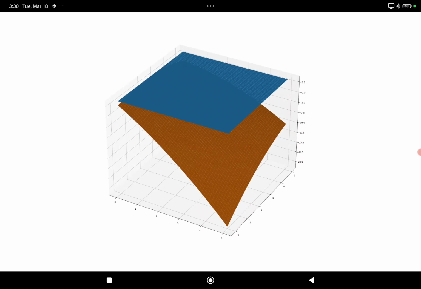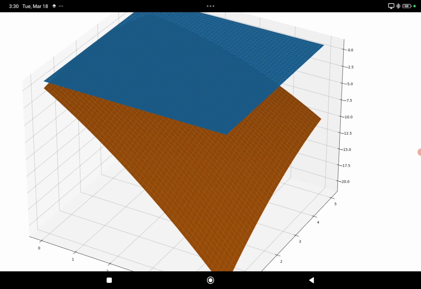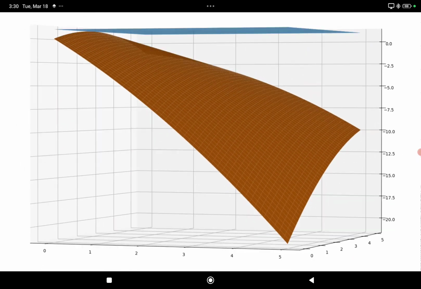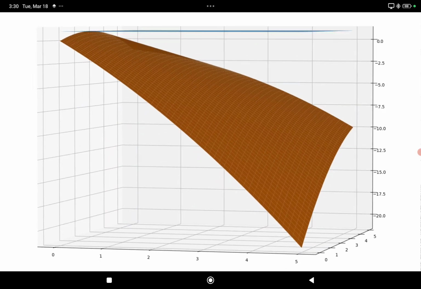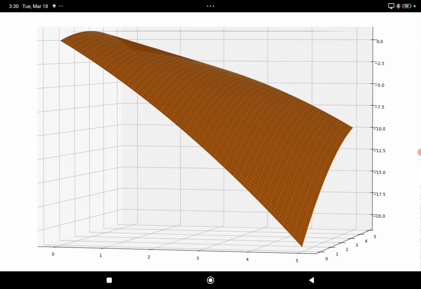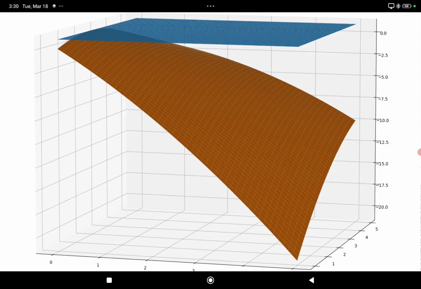So the blue surface that you see is just a flat plane. It's a flat plane with z-axis at 1, which is P star. Right, so this is 1. The blue line is basically at 1, and the brown colored surface is essentially G of lambda 1, lambda 2.